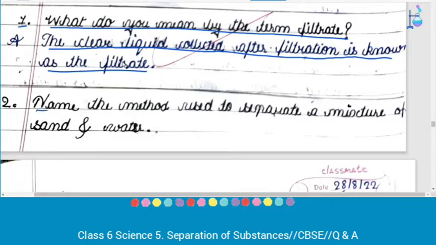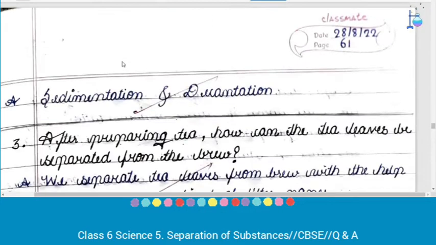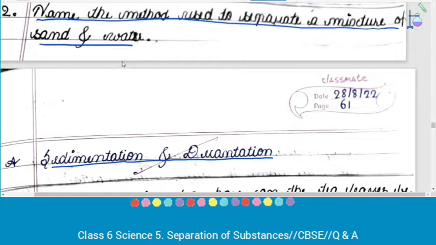Second, name the method used to separate a mixture of sand and water. Answer, sedimentation and decantation. So sedimentation and decantation is the method to separate a mixture of sand and water.